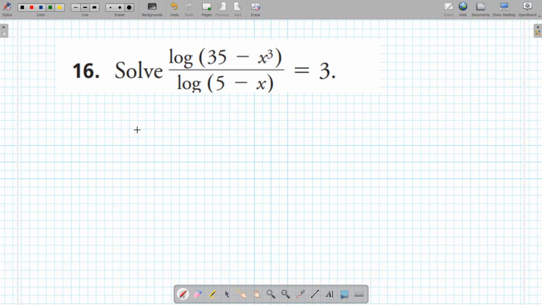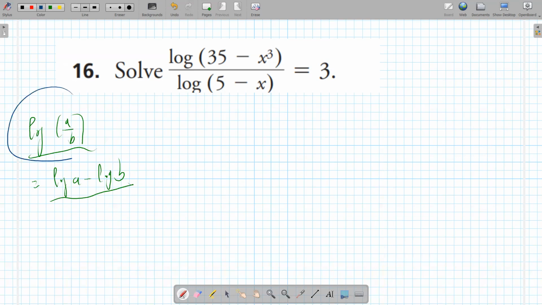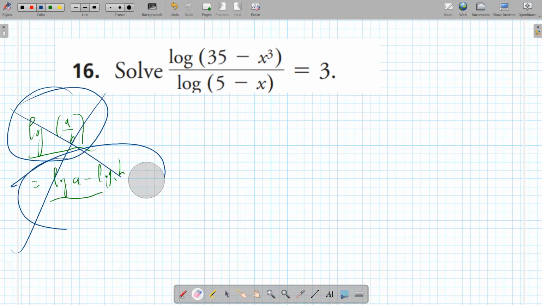So there is a log rule that exists. It's this one, log a over b, right? Like that. That is log a minus log b. Which means you can't use that here because we don't have it in this form, nor do we have it in this form. So the log rules are not going to help us.